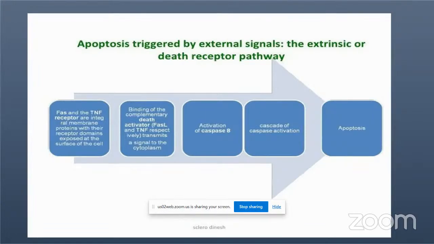First one is apoptosis, then caspase activation, then activation of caspase 8. Then the next one is binding of the complementary death activator, and the receptor transmits a signal to the cytoplasm. Then Fas and TNFR receptors are integral membrane proteins with their receptor domains exposed at the surface of the cells.